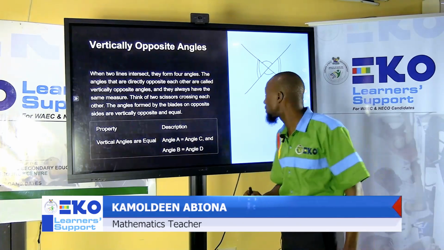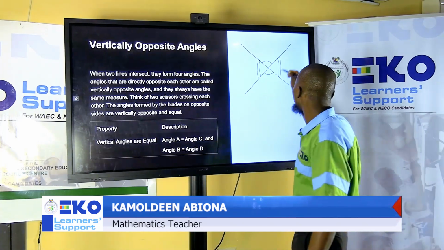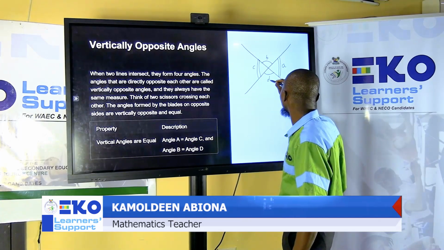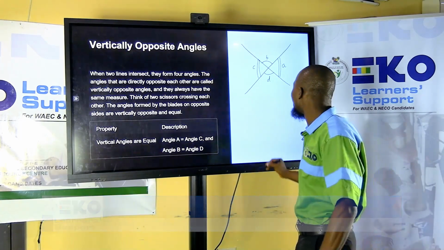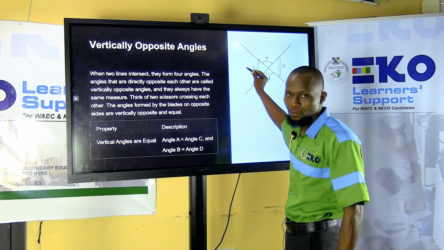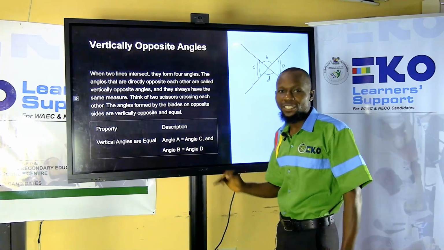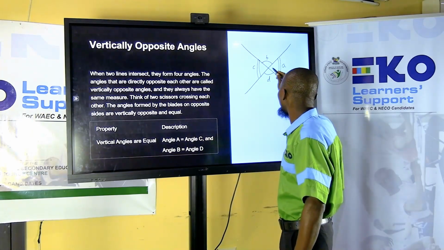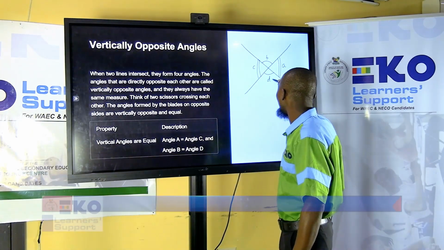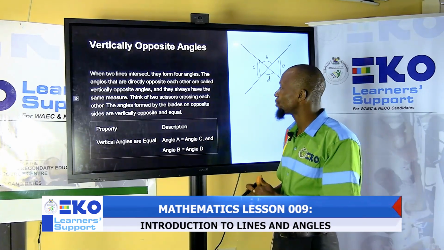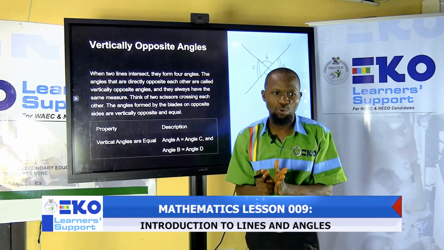Vertically opposite angles. So it means if this is angle A, this is angle B, this is angle C, and this is angle D, then we say that A is vertically opposite to C. B is vertically opposite to what? To D. Is that clear? A is vertically opposite to C and B is vertically opposite to D. And in such a case, we say vertically opposite angles are equal.